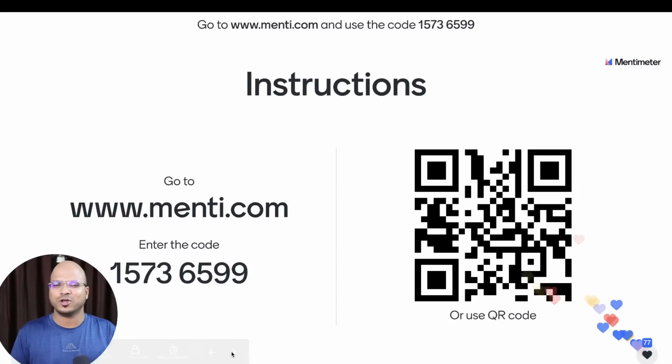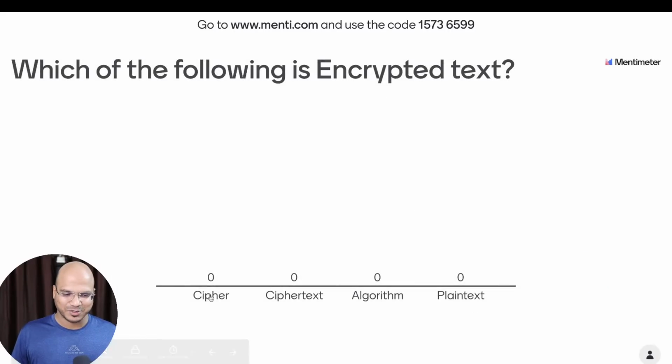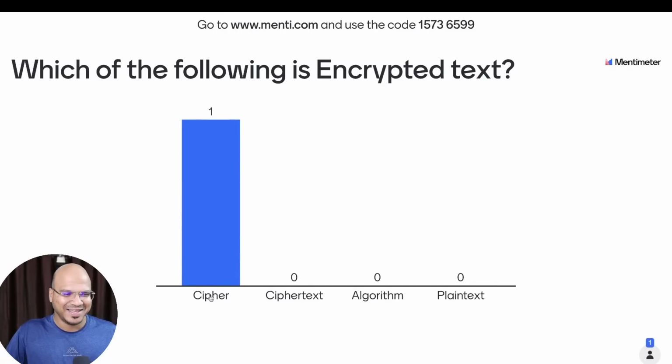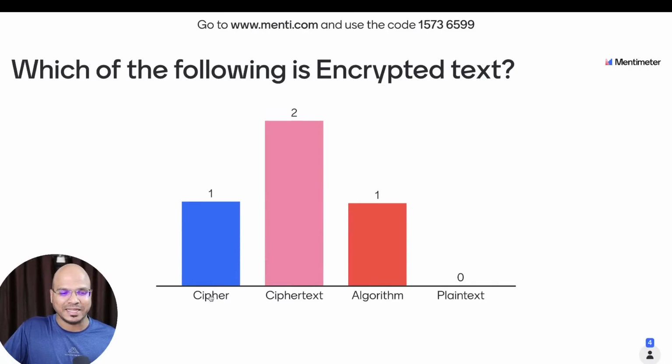Okay, great. So we have crossed 200 and let's go for the next question. After two questions, again, we'll set a new bar. Okay. Which of the following is an encrypted text? Is it ciphertext, algorithm, plain text? Which of the following is an encrypted text? So what do you call it?